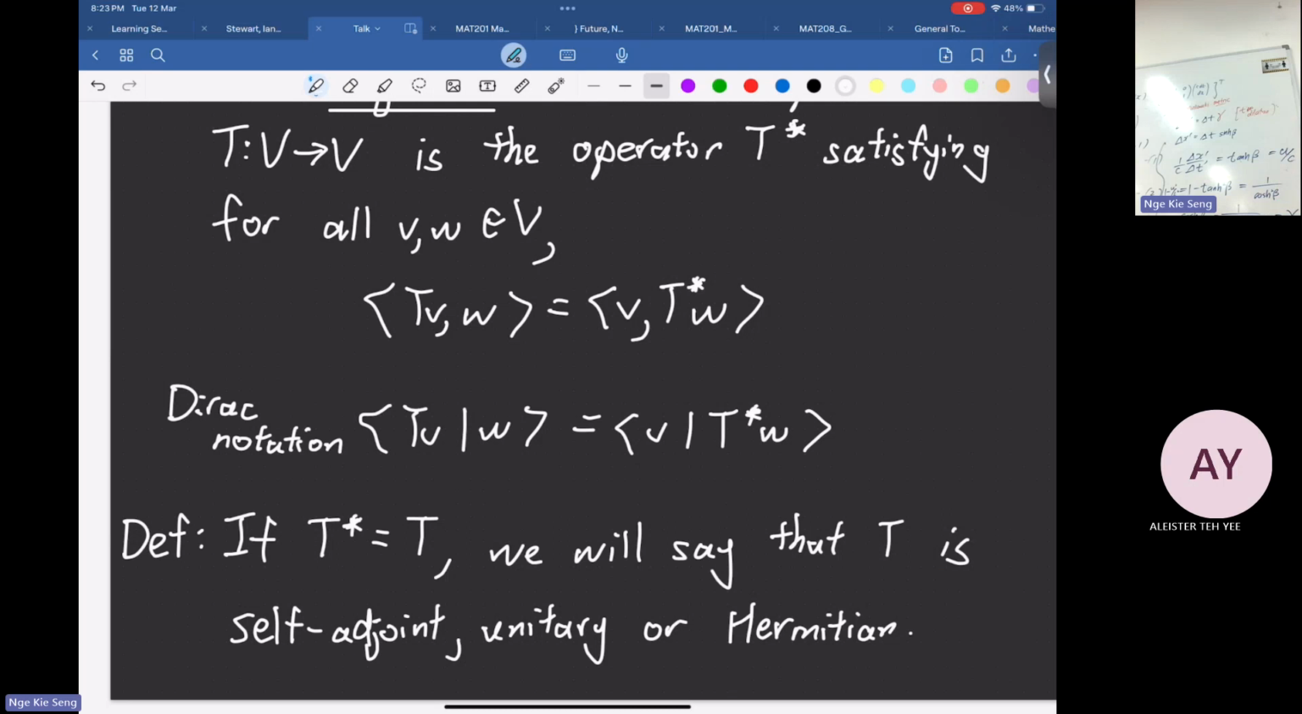Another way to check this unitary thing is you can take the conjugate transpose. If you take the conjugate transpose of the matrix and it equals itself, then it is unitary. So you mean T inverse equals T star. That's right. So they are equivalent definitions.